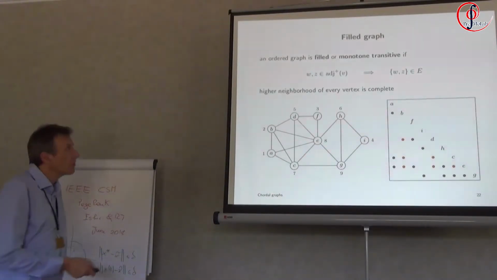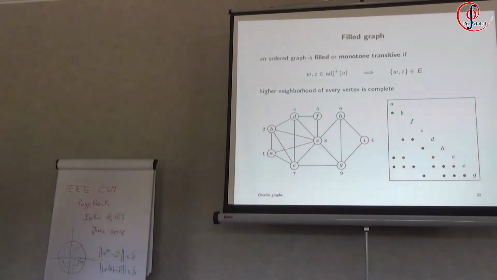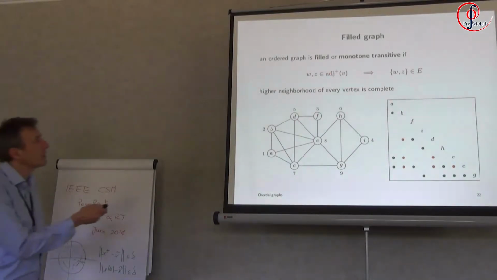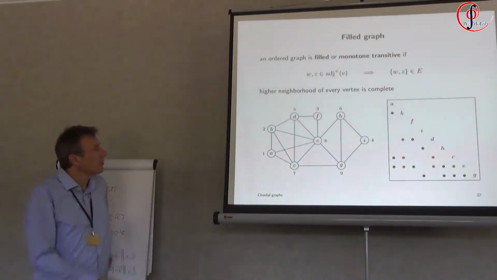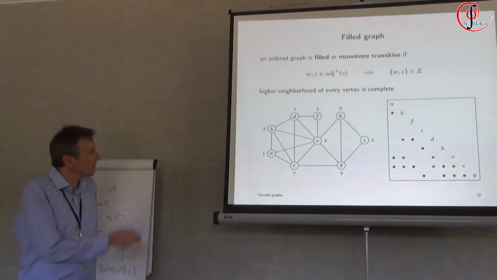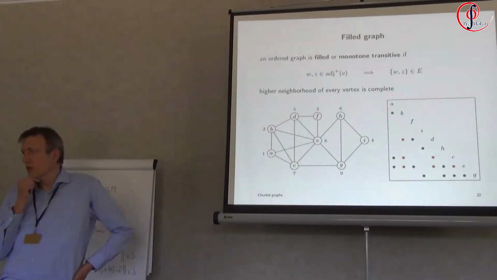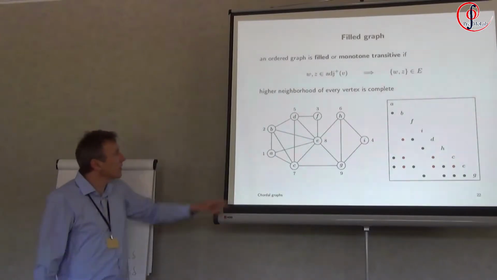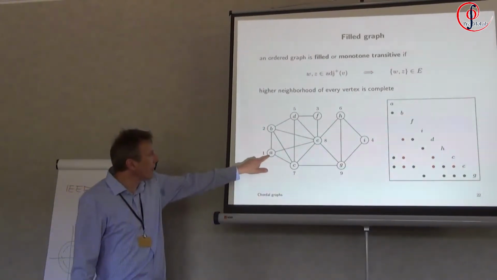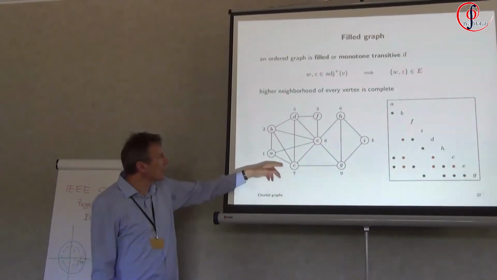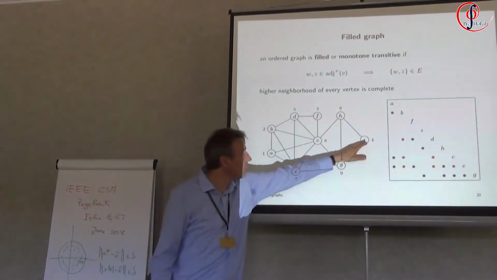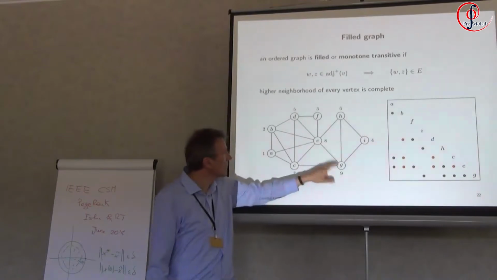So an ordered undirected graph is filled or monotone transitive if it has this property, that every higher neighborhood is a complete graph. So you can check that this graph, with this ordering, is filled or monotone transitive. So for example, the higher neighborhood of 1 is, of course, has the lowest index. So the higher neighborhood of 4 is these two.